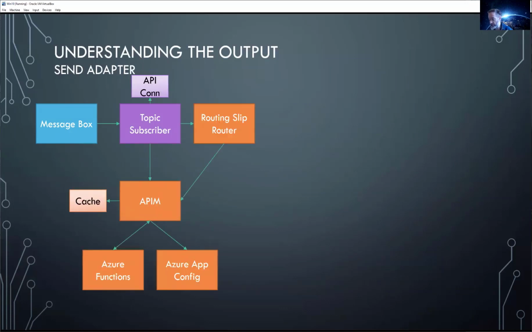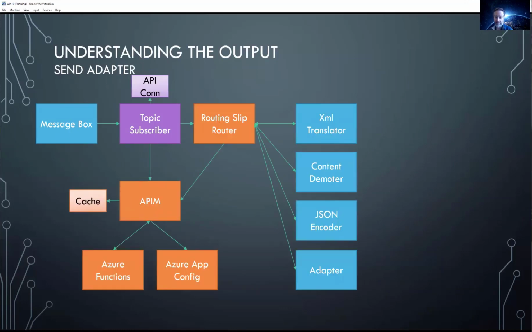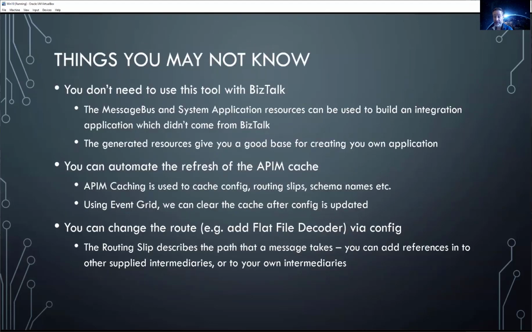Send adapter works in a similar sort of way. I'm going to skip through this quite quickly, so I really want to get to the code. But it's a similar sort of thing. There's a pipeline that we run through, all controlled by this routing slip router, and then an ACK and NACK that goes off.